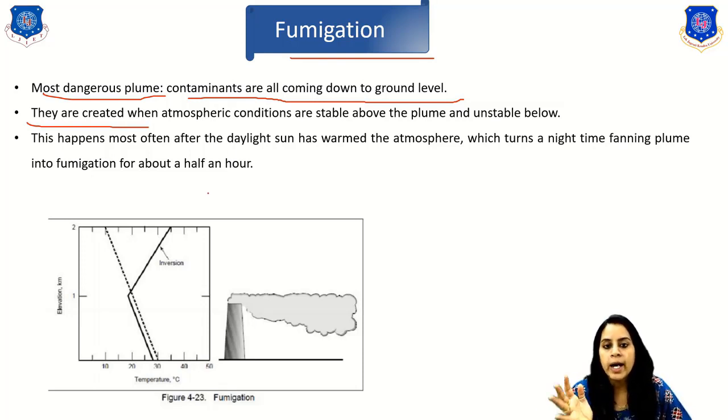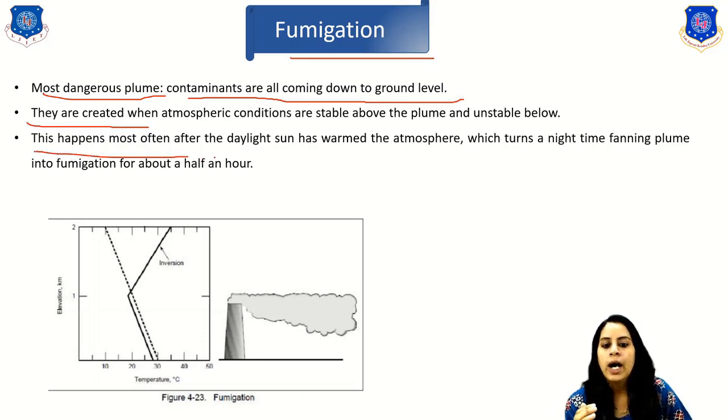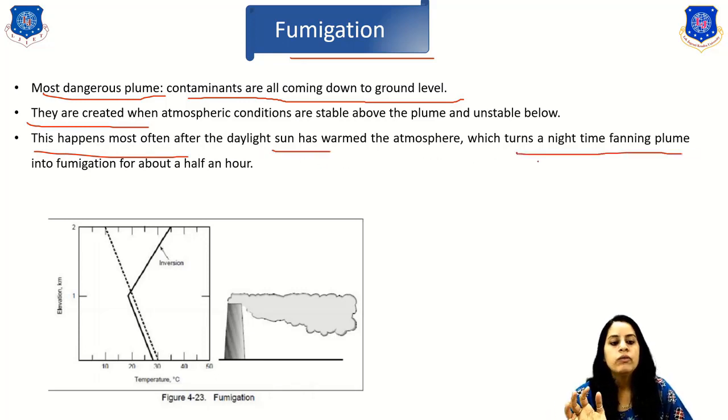So at the ground level they are in unstable condition, and above the ground they are in stable condition, right? This happens most often after the daylight, when the sun has warmed the atmosphere, which at night time turns the plume into fumigation for about half an hour.